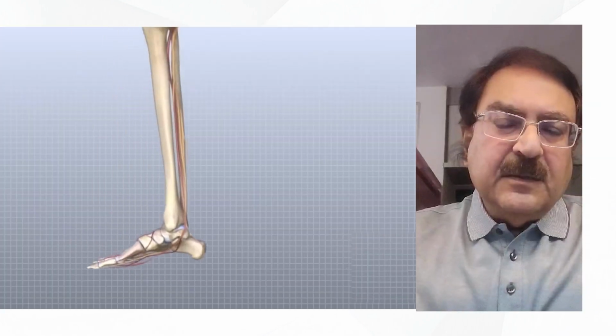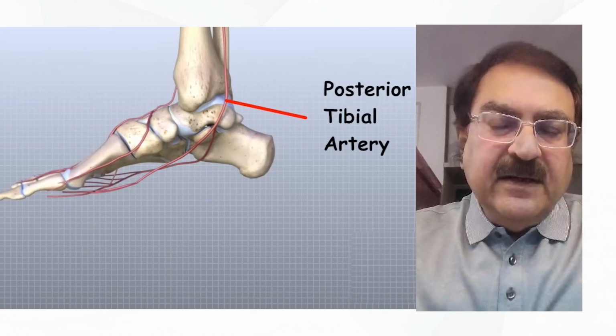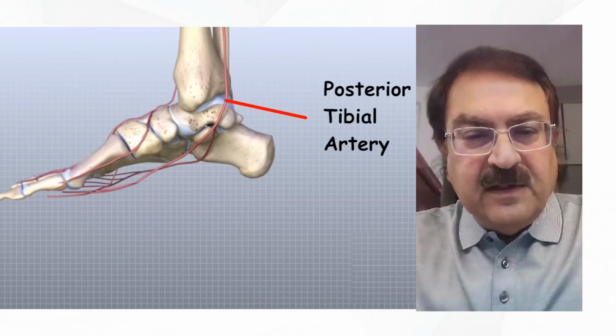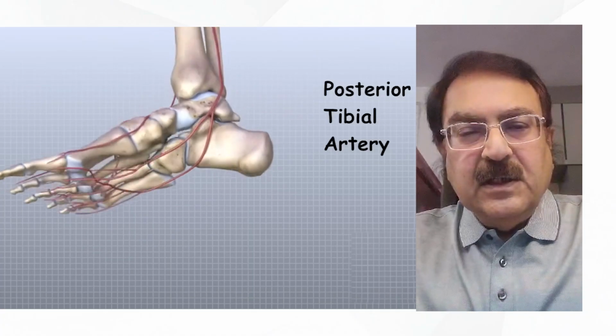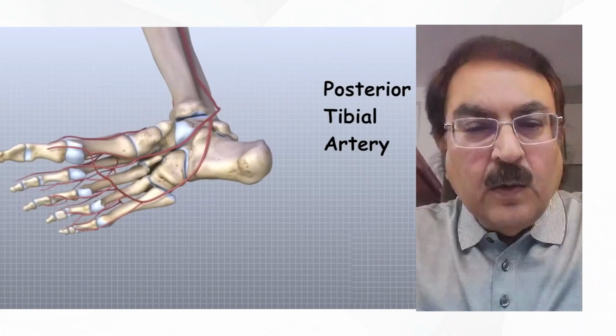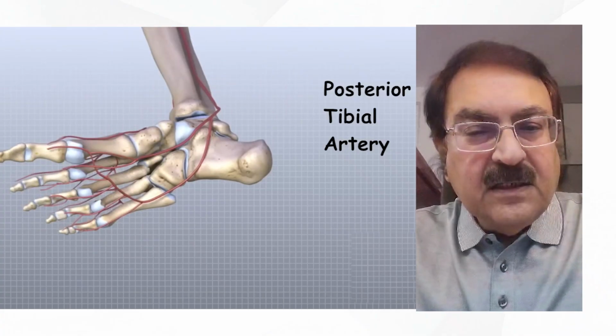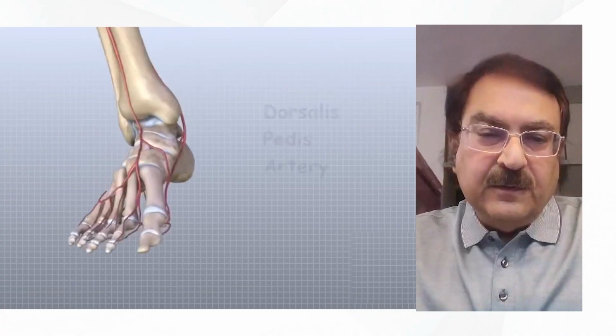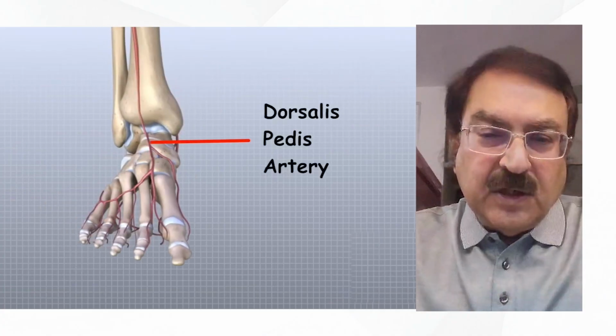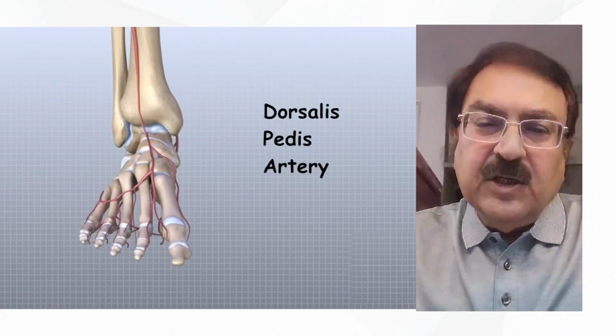The main blood supply of the foot, the posterior tibial artery, travels underneath the medial malleolus to the sole of the foot where it forms an arch just behind the ball of the foot. Another artery, the dorsalis pedis, runs down the dorsum of the foot.